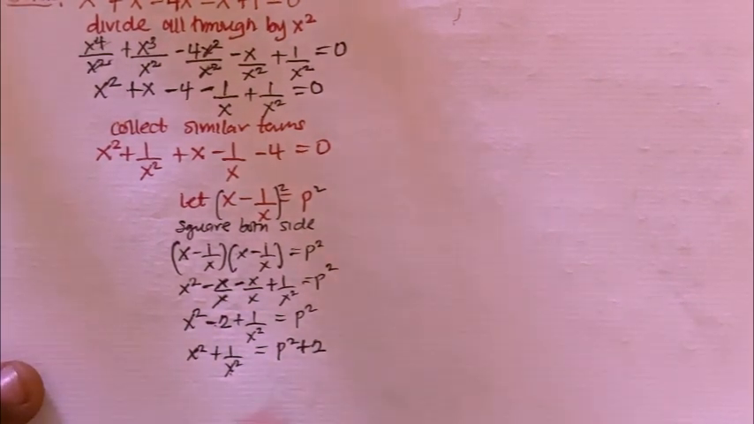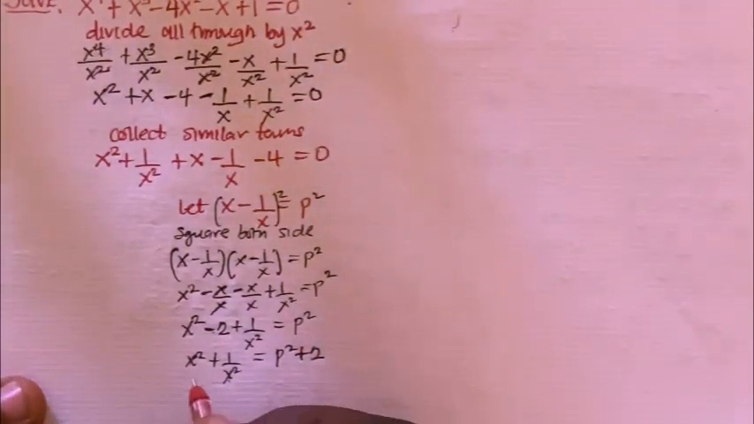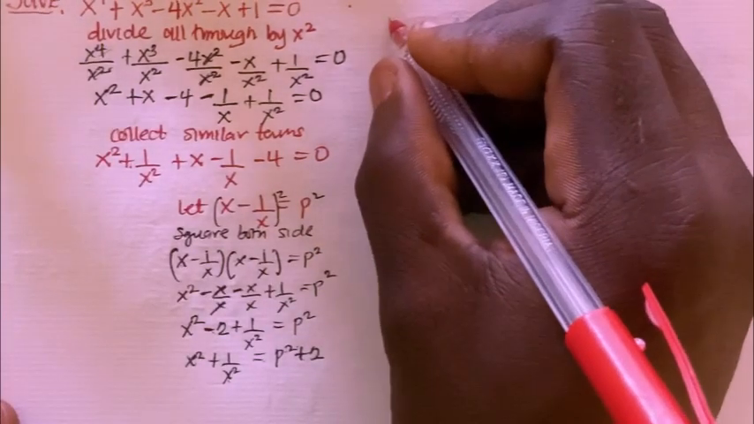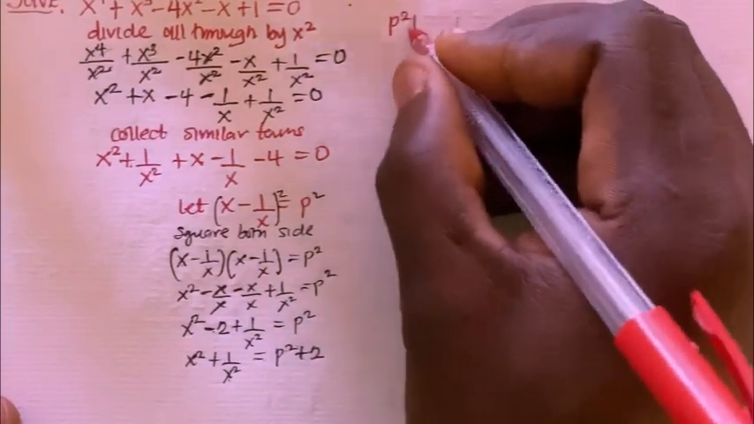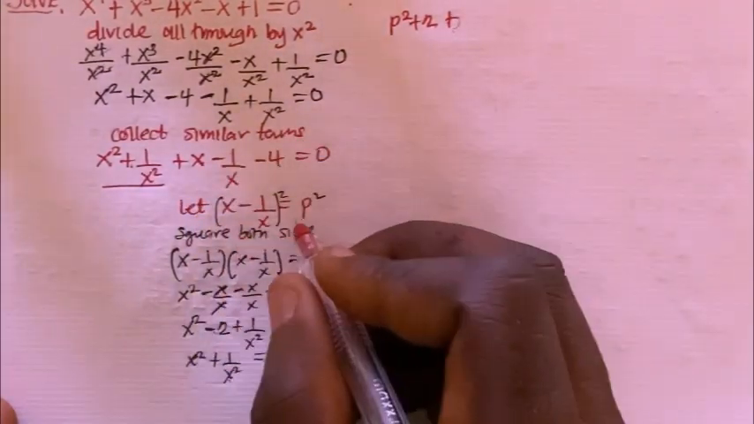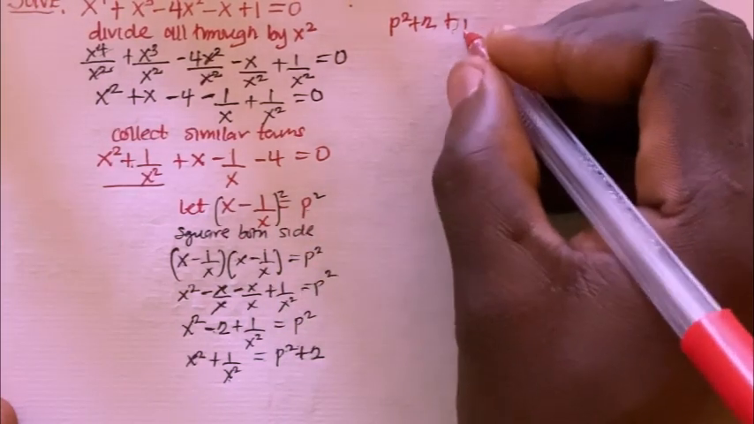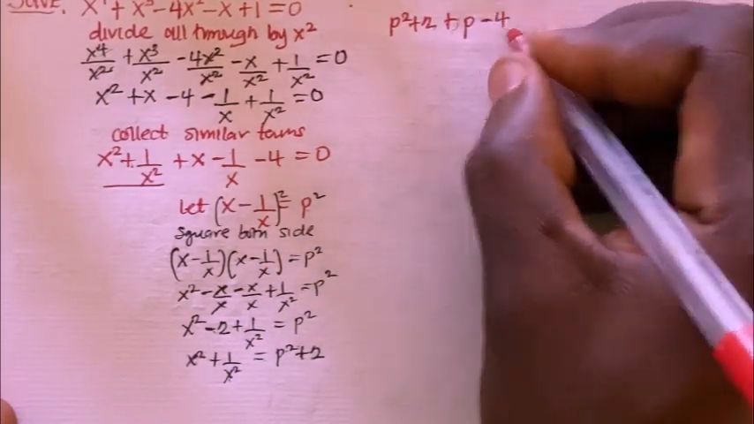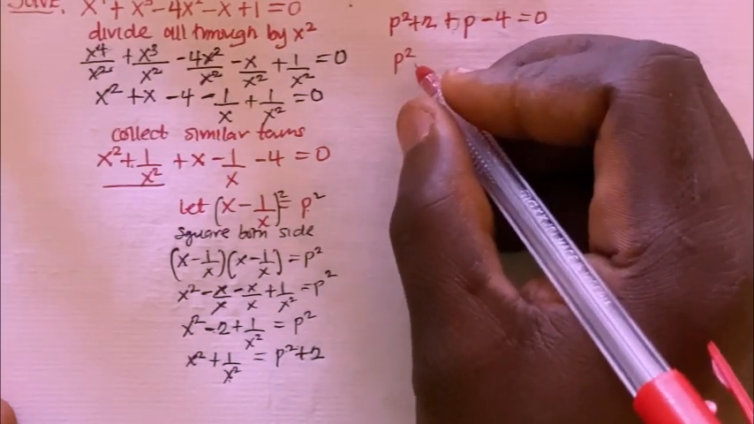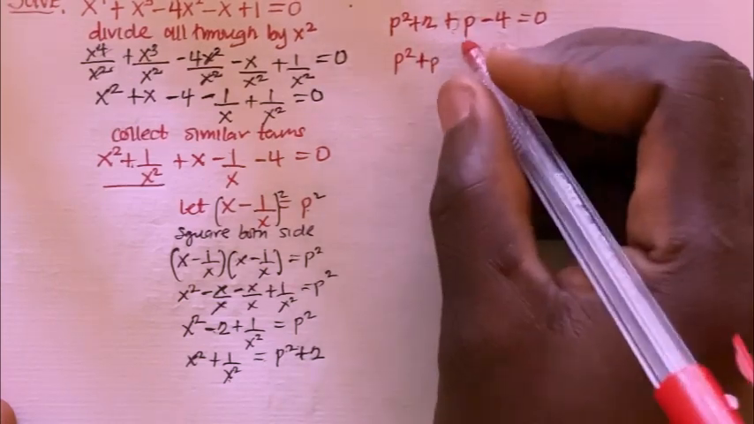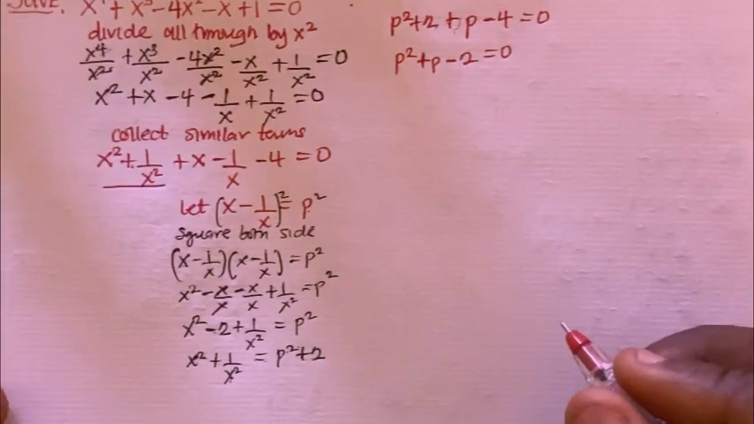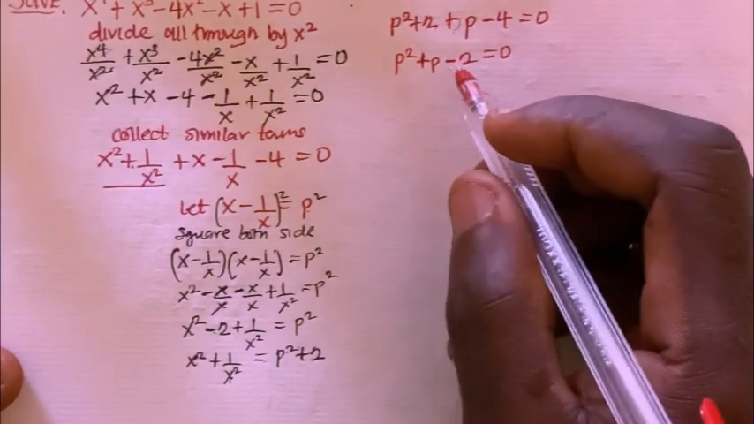So now x squared plus 1 over x squared is equal to p squared plus 2. I come back here and put it here. I'm going to have p squared plus 2, which is everything here, then plus x minus 1 over x, that's p, then minus 4 is equal to 0. So here I'm going to have p squared, then plus p, which is this, then minus 2 is equal to 0.